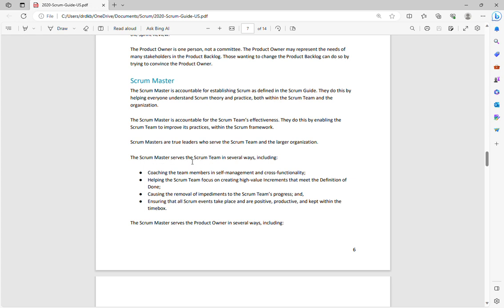First of all, how would the Scrum Master serve the developers? In the Scrum team, the developers are served by coaching the team members in self management and cross functionality. Coaching the team means the Scrum Master can organize some skills workshops where they can share and perform different activities, and the team members can be paired with each other to learn from each other. If they have different skills, they can be paired together, and they can learn each other's skills and close any gaps.